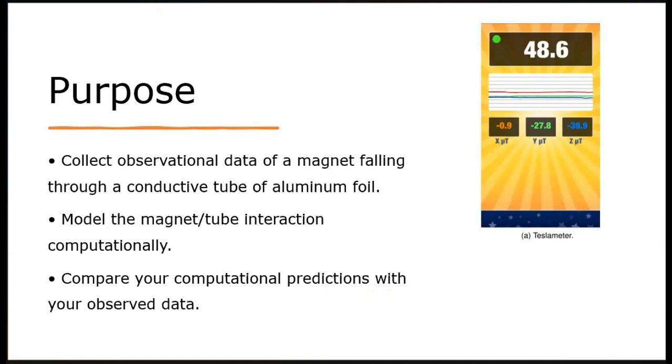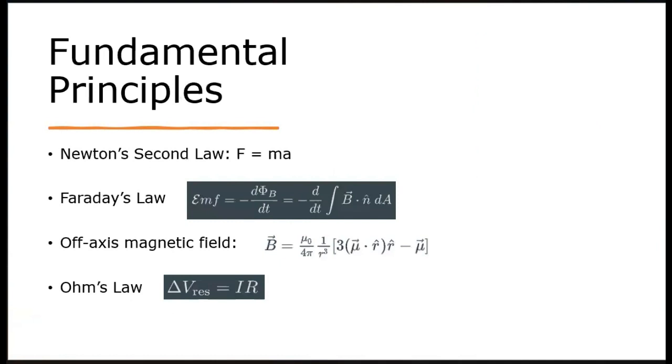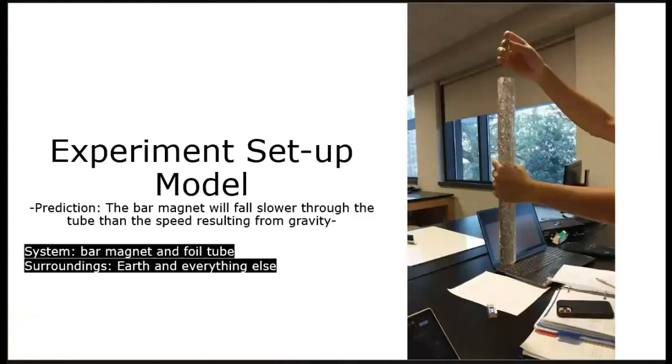The purpose of this lab was to collect observational data of a magnet falling through a conductive tube of aluminum foil, model the magnet-tube interaction computationally, and compare our computational predictions with our observed data. And we used the Teslameter app to find properties of the magnet. Fundamental principles we used in this lab were Newton's second law, Faraday's law, off-axis magnetic field, and Ohm's law.